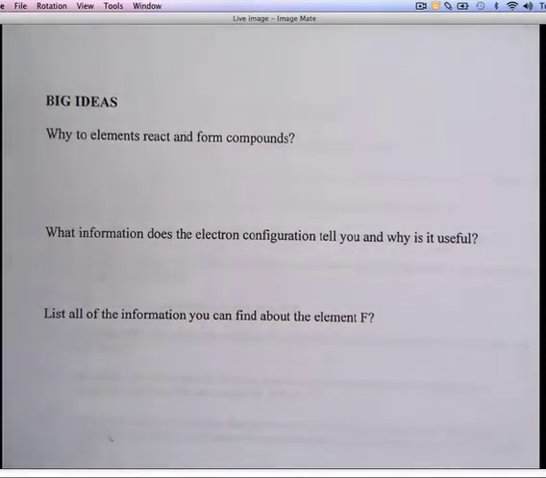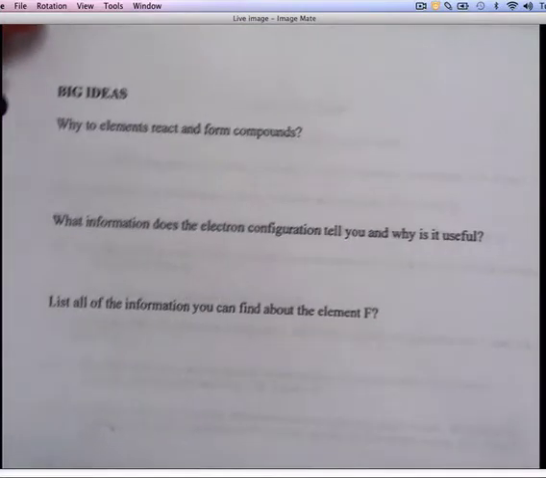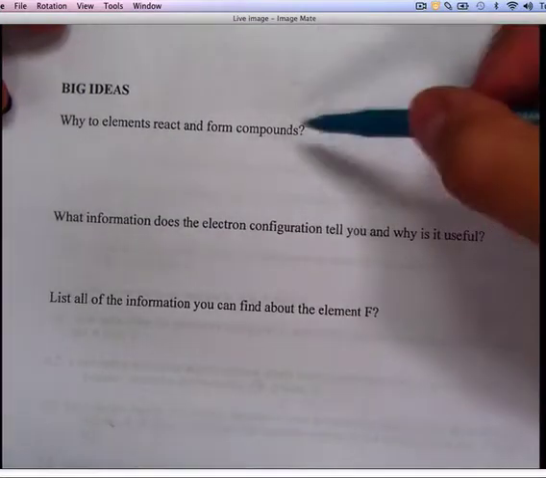So first of all, when elements react with each other, or a different element, they react on the electron level. They either share or take or give electrons. So making bonds and forming compounds is all about electrons and how they share or take them. So the question would be, why do they do that?